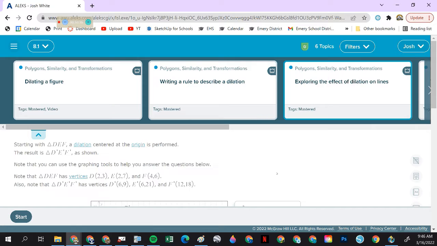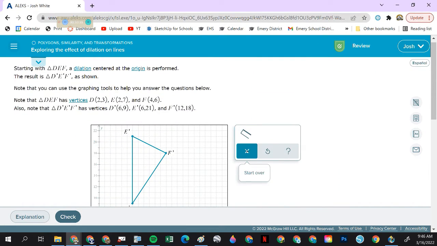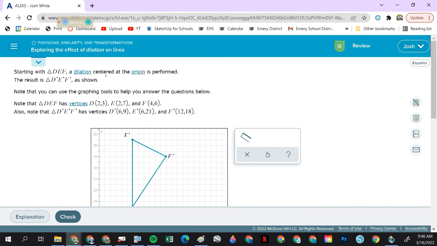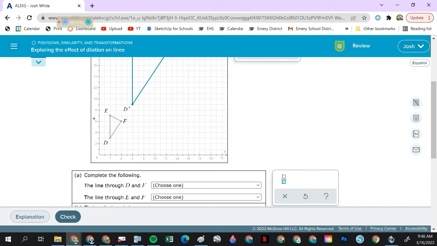Number 4. Okay, this is a little bit trickier. Our dilation center is the origin. We start with the gray shape and we end with the blue shape. Now notice, we started with point D and we ended with point D apostrophe. In mathematics, we call that D prime, or if it has 2 marks, we would call it D double prime. D prime is what happens when you change the original shape. D double prime would be what happens when you change the D prime shape.